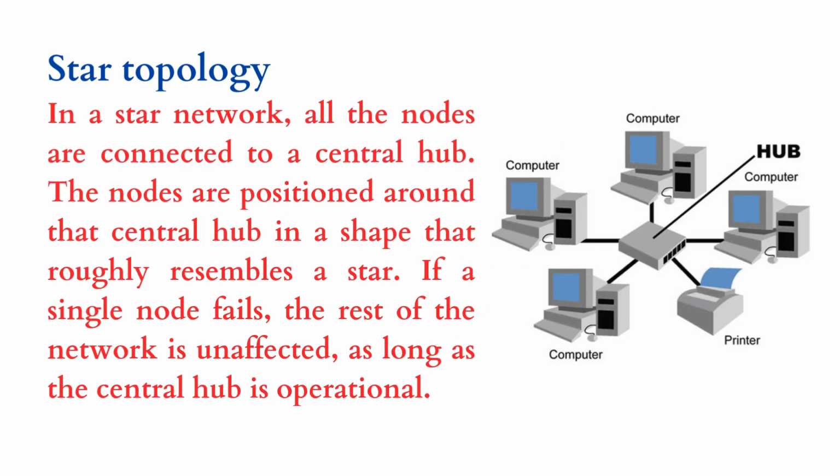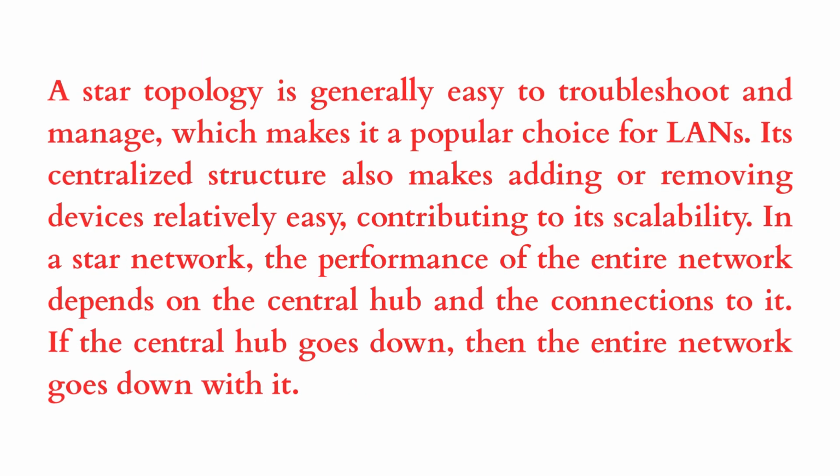Star topology. In a star network, all the nodes are connected to a central hub. The nodes are positioned around that central hub in a shape that roughly resembles a star. If a single node fails, the rest of the network is unaffected, as long as the central hub is operational. A star topology is generally easy to troubleshoot and manage, which makes it a popular choice for LANs. Its centralized structure also makes adding or removing devices relatively easy, contributing to its scalability. In a star network, the performance of the entire network depends on the central hub and the connections to it. If the central hub goes down, then the entire network goes down with it.